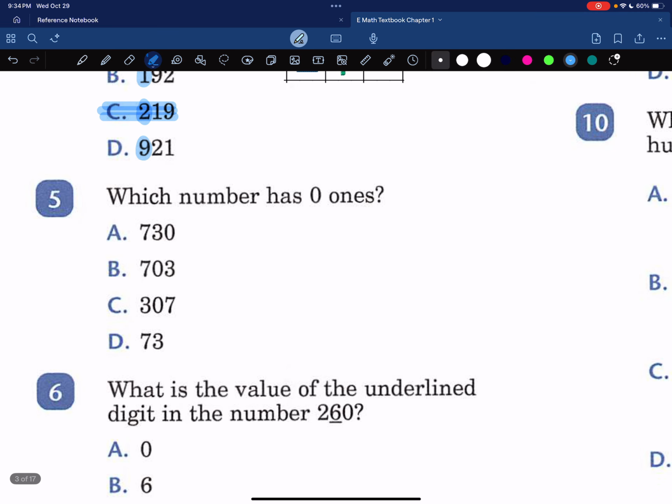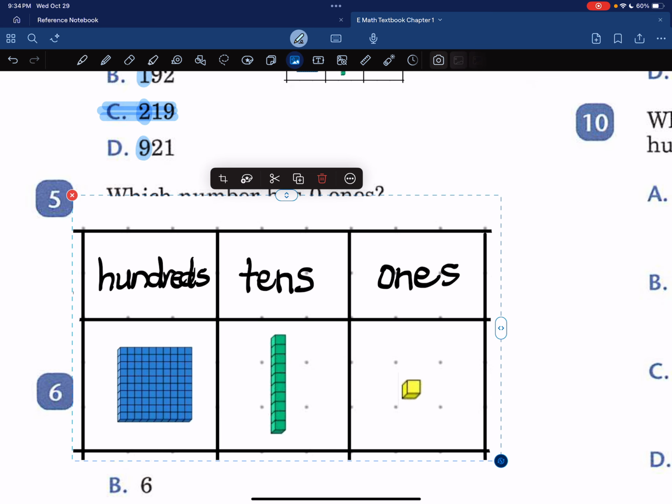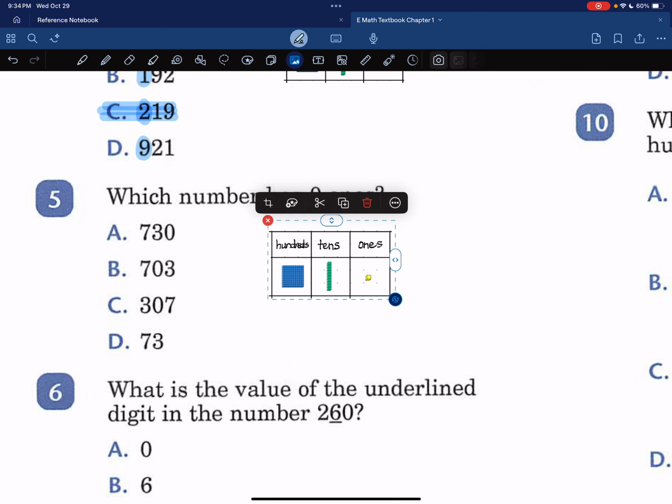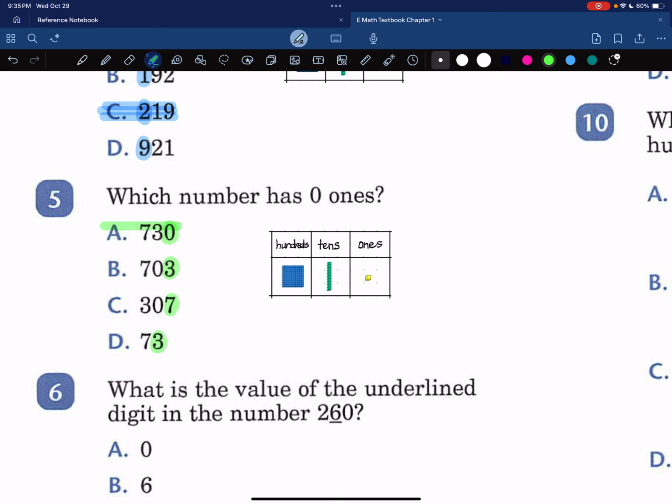Which number has 0 ones? So we find the ones place. It is that first place if you're counting right to left. So let's highlight that. And we want to know the one with the 0 in the ones place. So that would be this one.